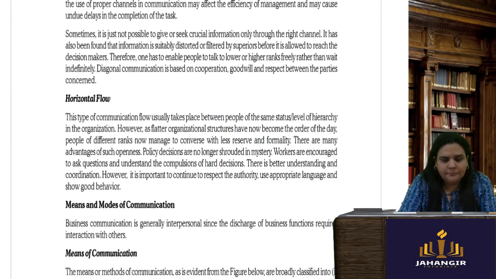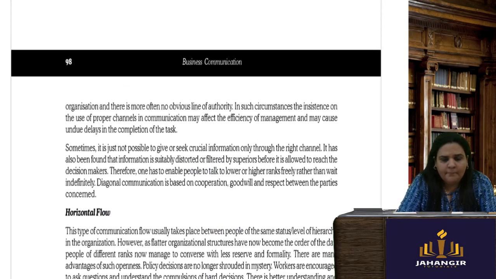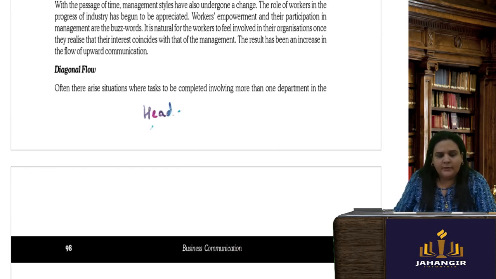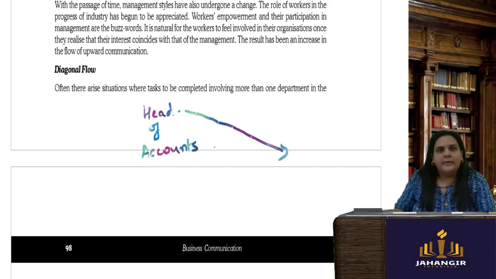Sometimes what happens is, in case of not heads, say if I tell you for diagonal flow, the head of the accounts department is communicating diagonally. It's communicating to one of the interns of the sales department.